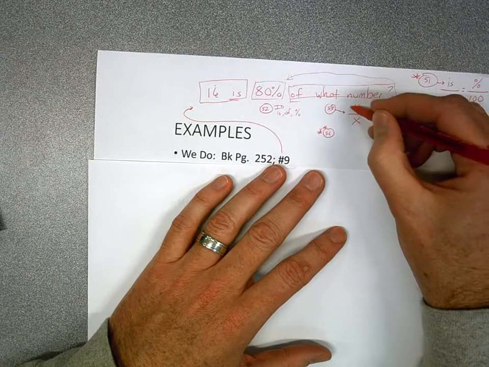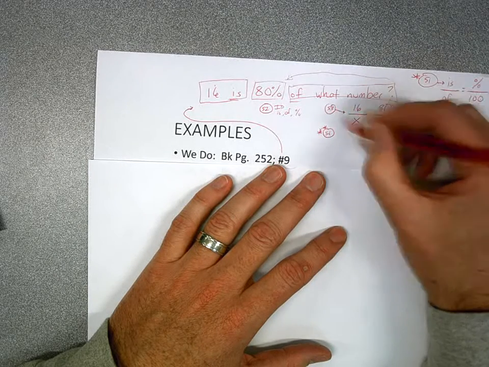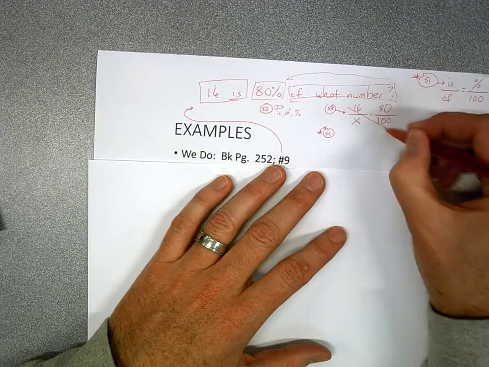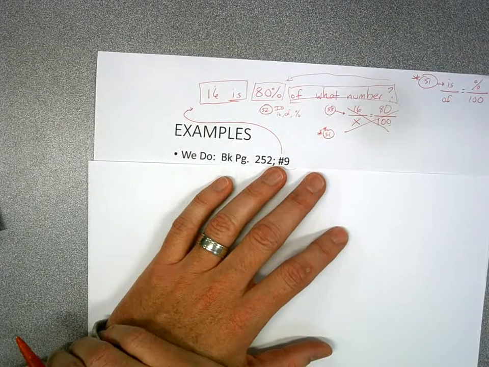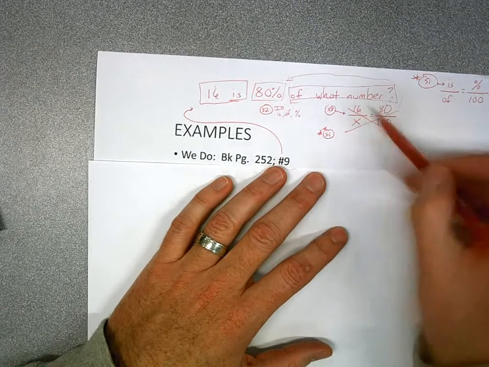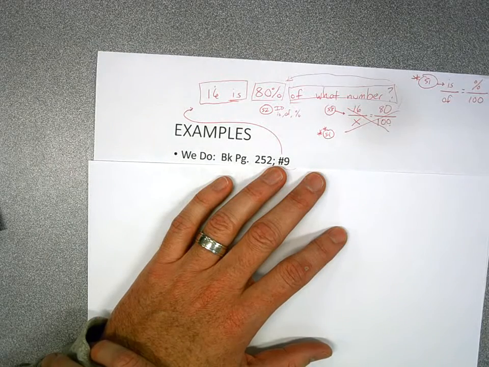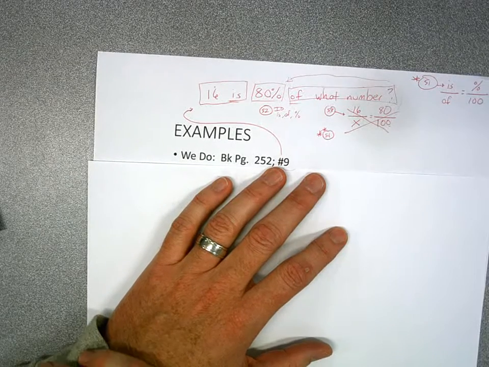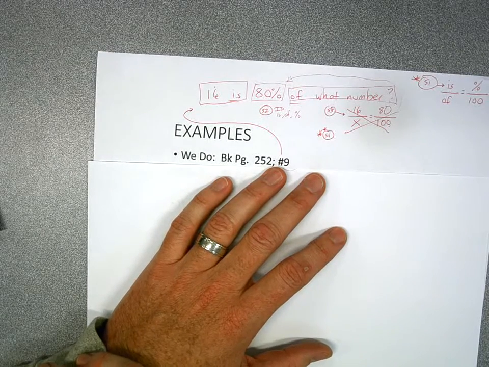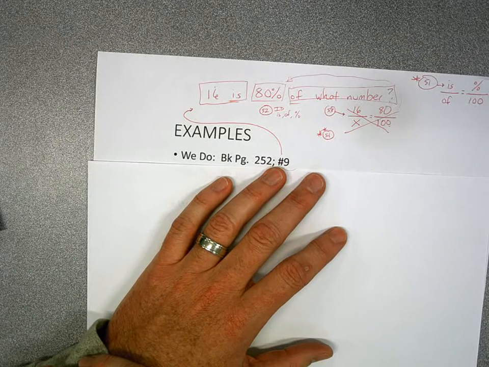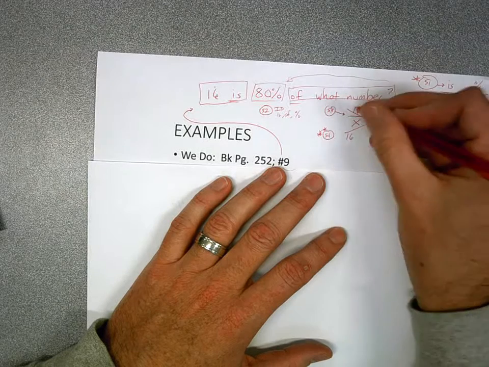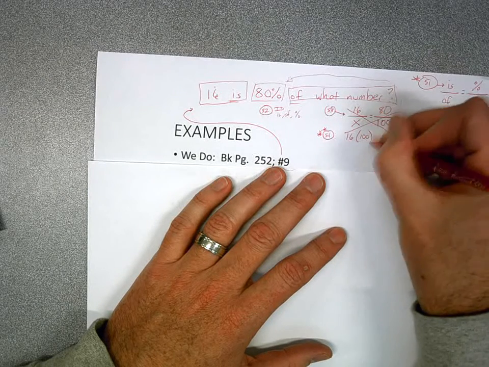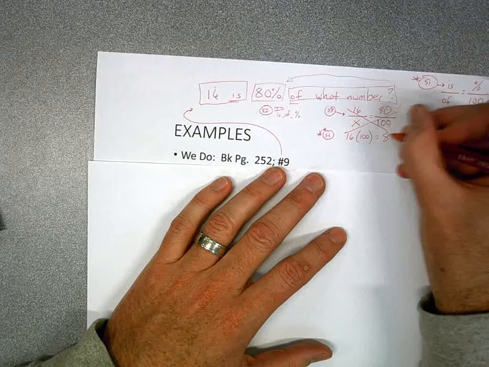Here we go. Remember, to solve this, we're going to use cross products. Now, yes, the x is there. That's just connecting the related numbers for the products, but that is not going to make me happy. As a matter of fact, I don't really care much about the x as long as you write the equation that comes from the x. That's what I care about more. So here we go. We have 16 times 100 is equal to 80 times the x.